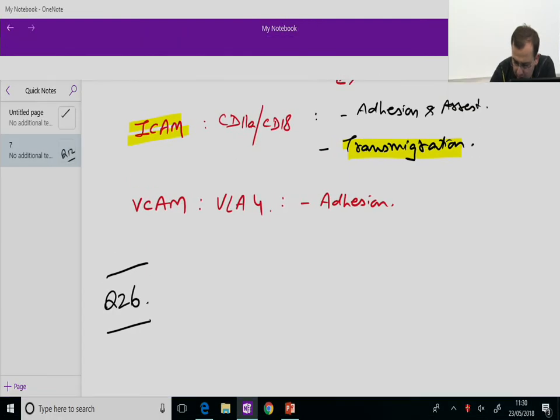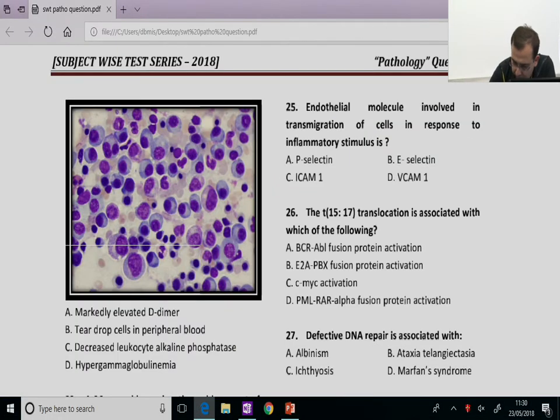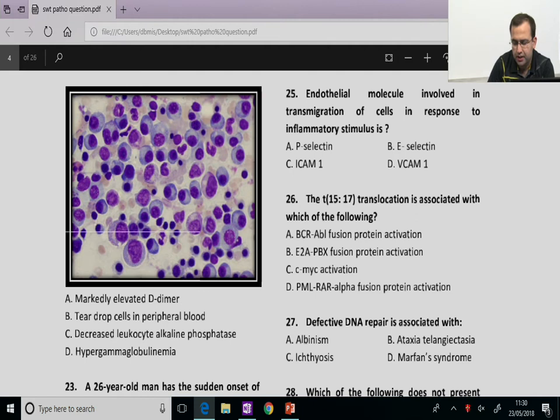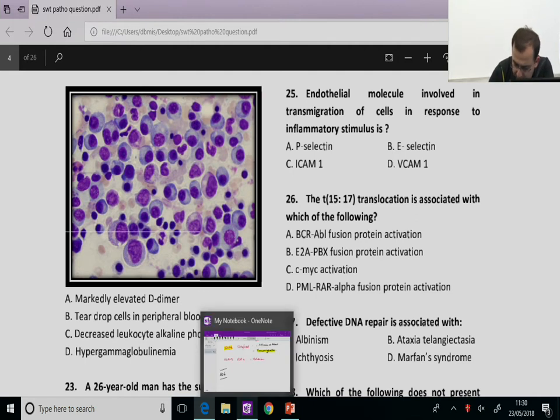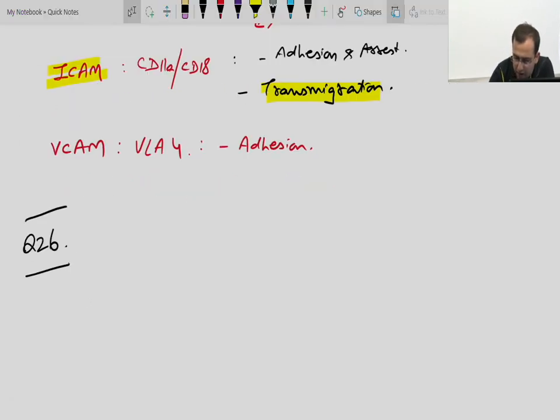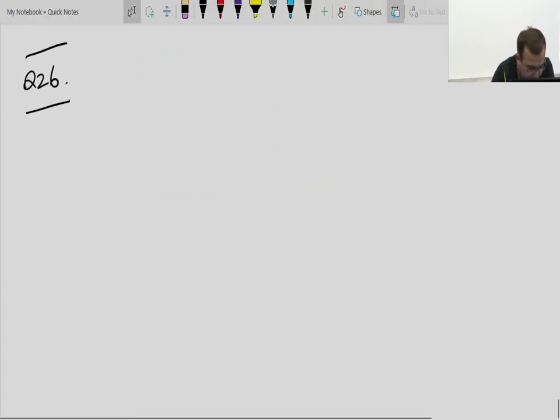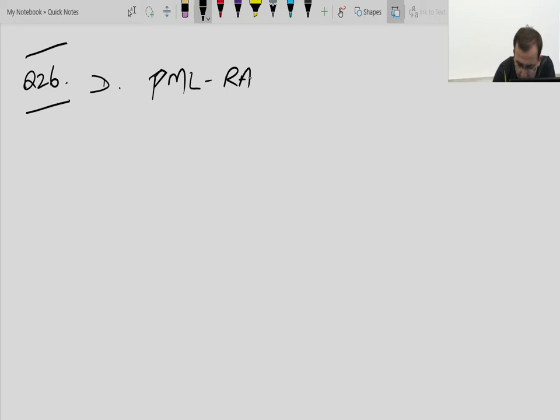First point, let us have a look at it. Translocation 15-17, as we have just seen in the previous question, is the fusion transcript for M3, that is PML RARA. Next point, let us see more points with this. We have already seen best prognosis is 15-17 PML RARA.